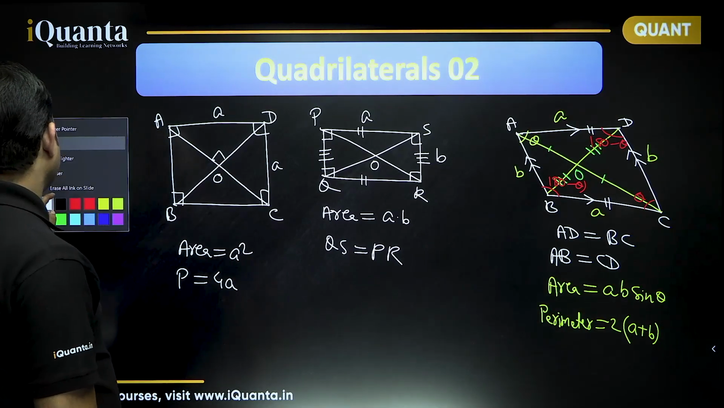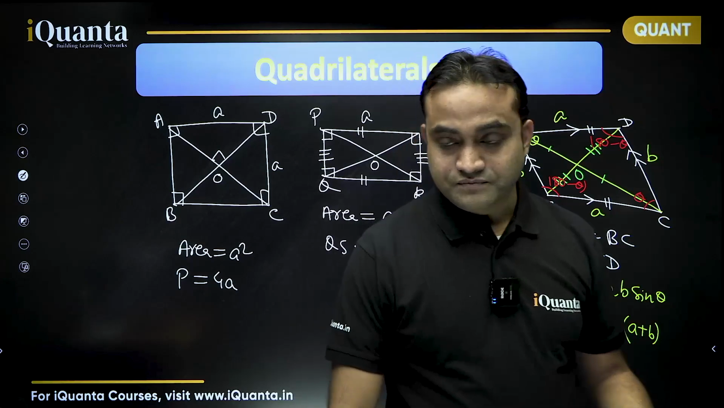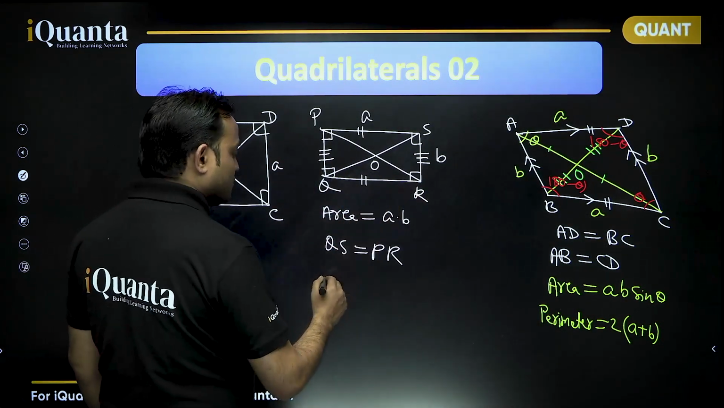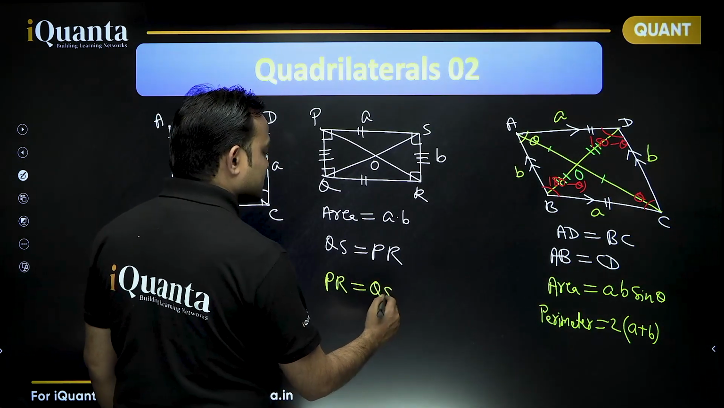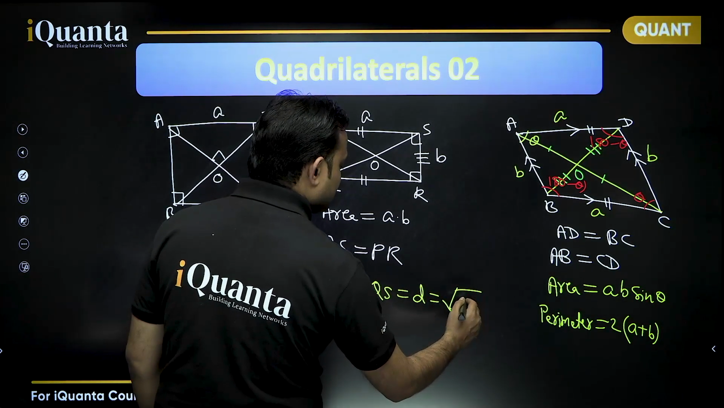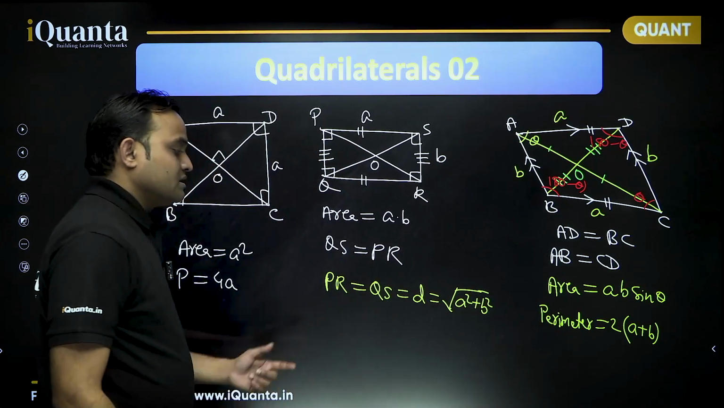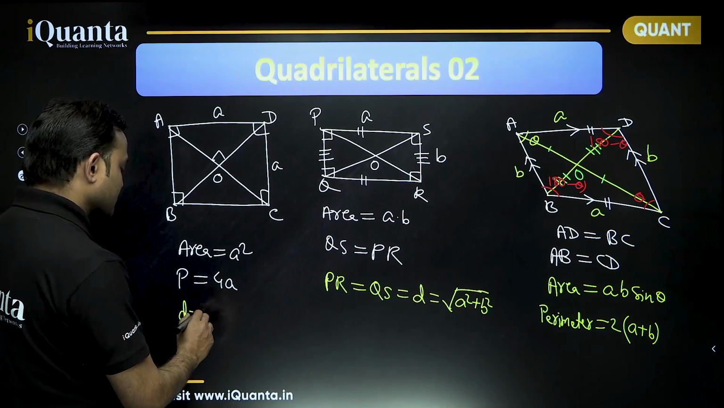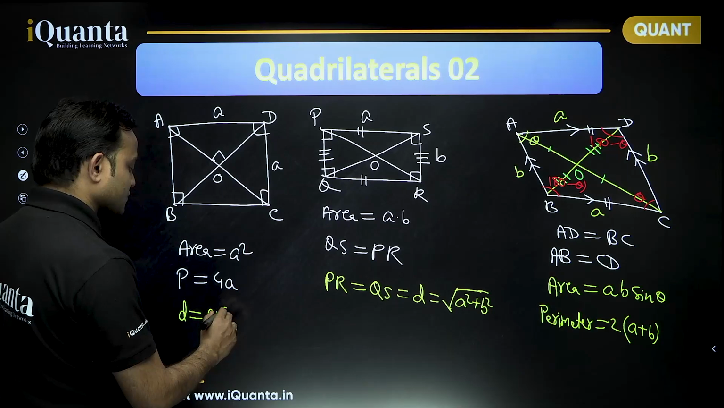Now, in any parallelogram, or particularly in a rectangle, if you want to find the length of the diagonal PR, which will be equal to QS, let's say this is equal to D, this will be equal to square root of a square plus b square. We can use the Pythagoras theorem. This will be the length of both the diagonals. In the case of a square, the length of diagonal D will be equal to a root 2, where a is the side length.